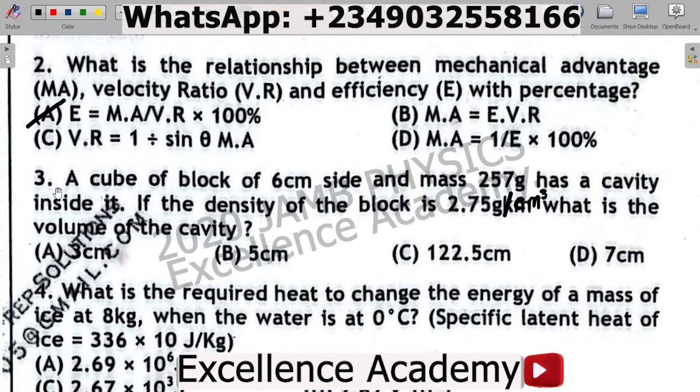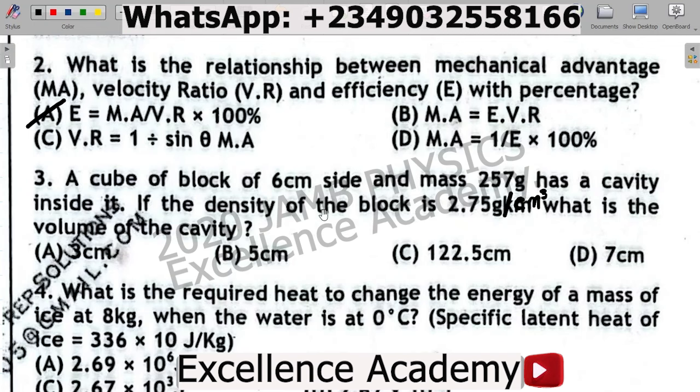Question 3 says, a cube block of 6 cm side and mass 257 gram has a cavity inside it. If the density of the block is 2.75 gram per cm cube, what is the volume of the cavity? A. 3 cm, B. 5 cm, C. 122.5 cm, D. 7 cm. So how do we solve this question?